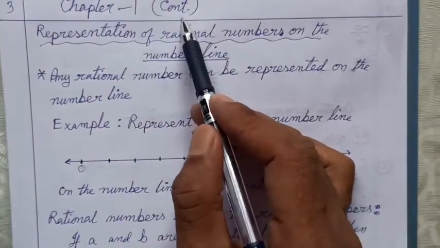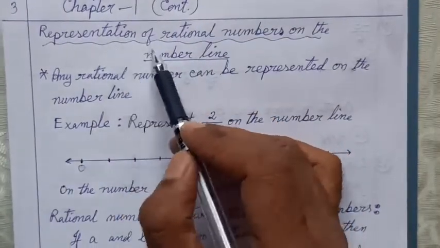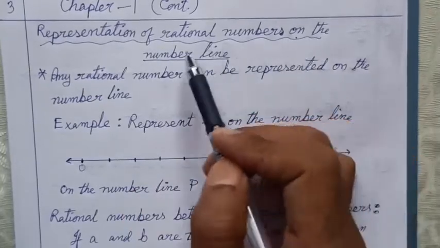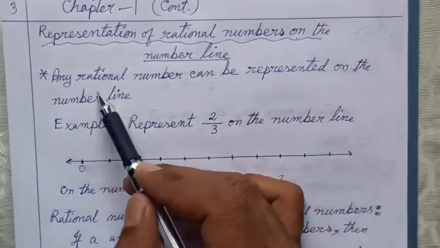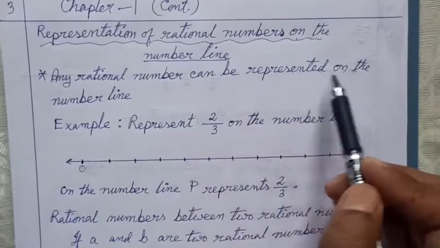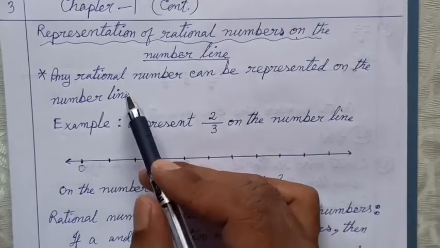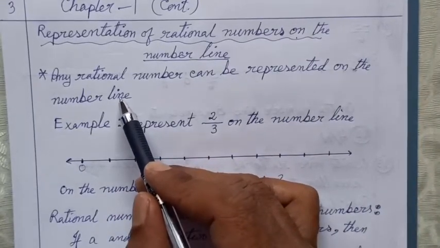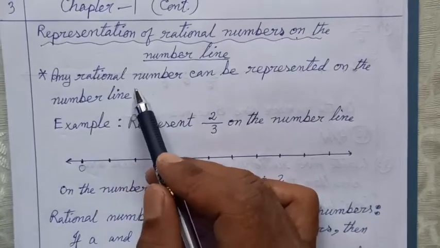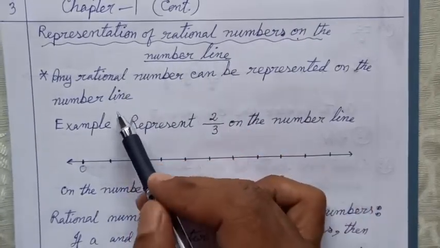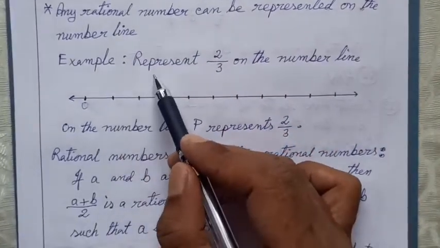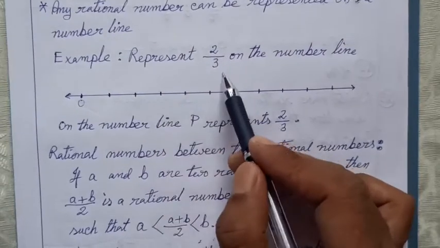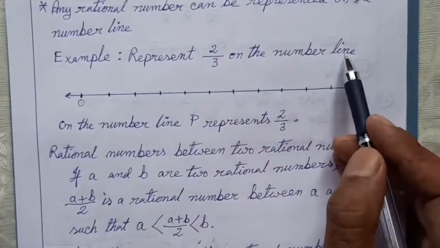Chapter number 1 continued. Representation of rational numbers on the number line. Any rational number can be represented on the number line. It says that any rational number can be represented on the number line. Example, represent 2 by 3 on the number line.